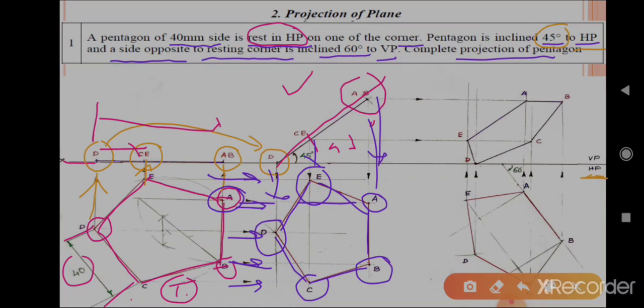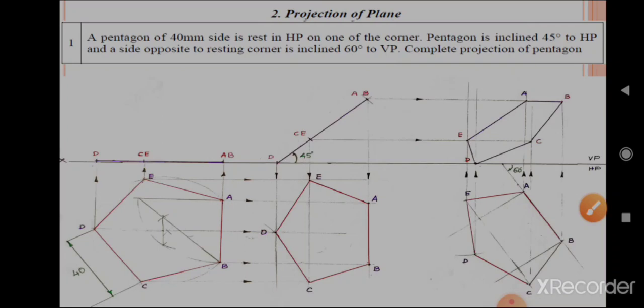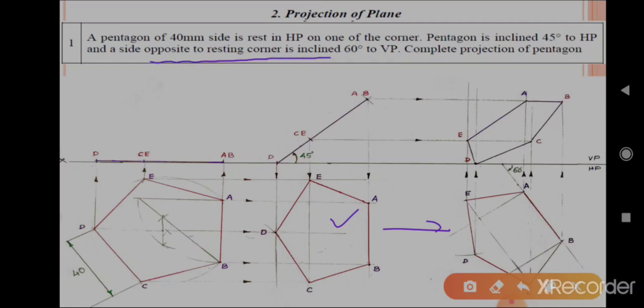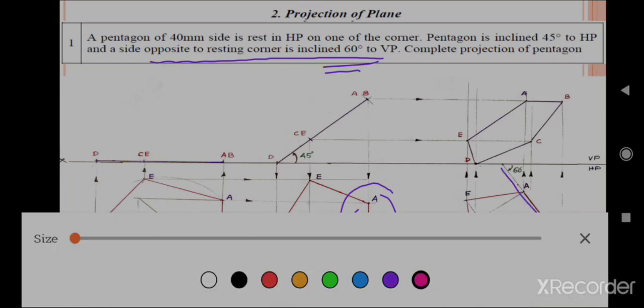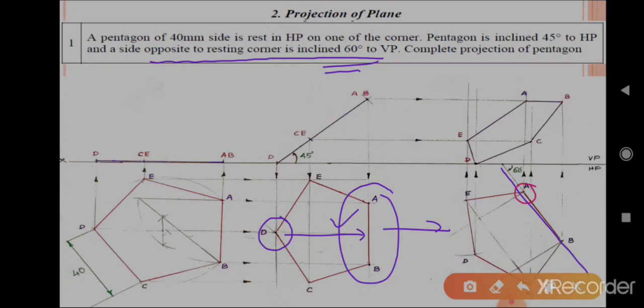Then the same view we can take, where the side opposite to the resting corner is 60 degree to VP. The resting corner is D and the opposite side is AB, which makes an angle 60 degree, so draw the 60 degree line, then mark the point A directly, then take the distance A to B and mark the point B.